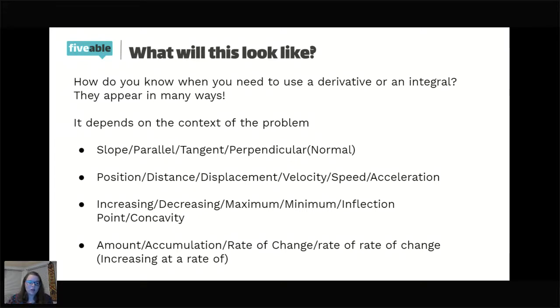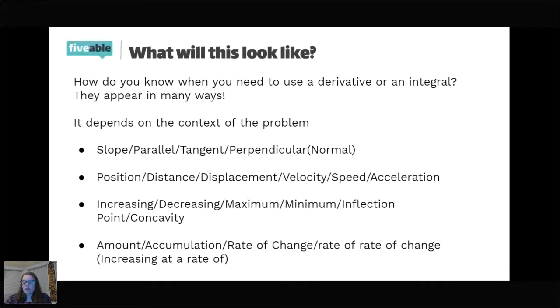So let's keep working on interpreting in the context of the problem. Some of these words are words that you would see within any kind of problem, and they help you have a context. The first one here, more just in context of a graph, is slope. If it's asking you to find something that's parallel, you know we're looking for the same slope. If it's asking you to find the tangent line, you know you need the slope. If it's asking for the normal curve, that means the perpendicular curve. So make sure that you understand if you see the word normal, that means perpendicular.